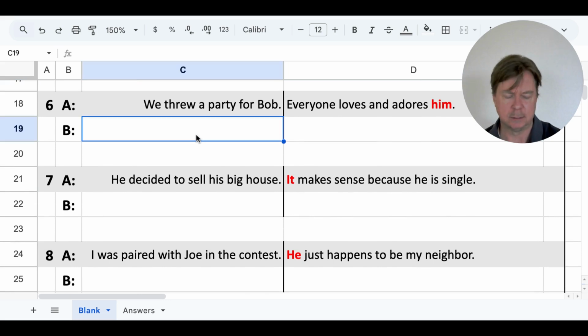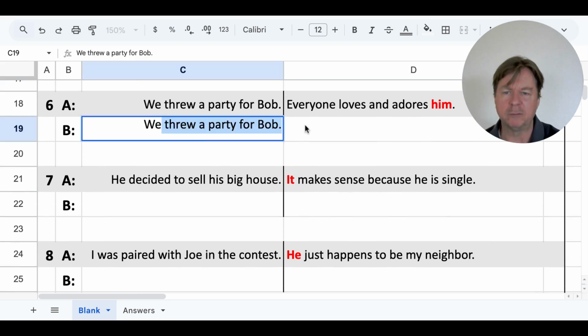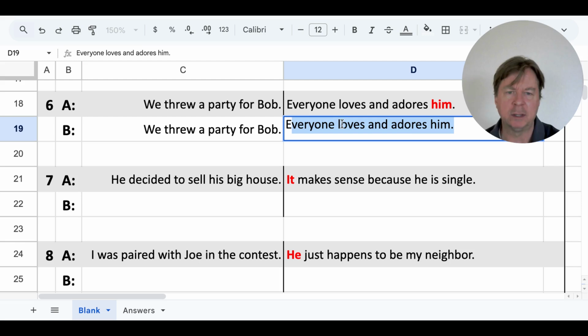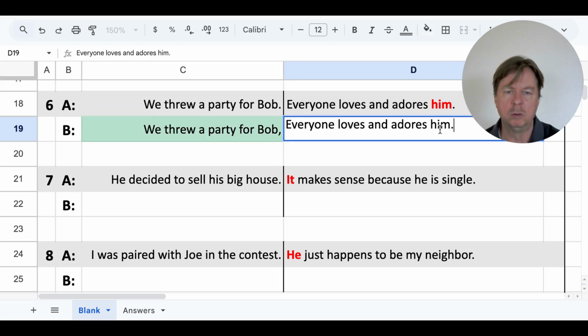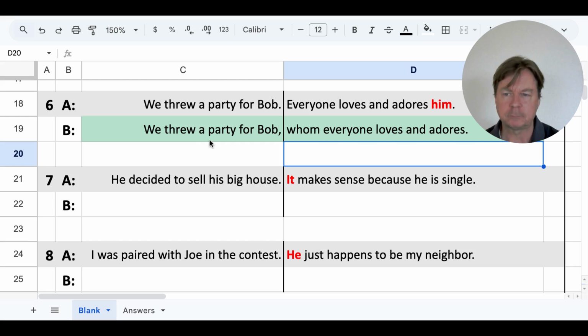Okay, number 6. We threw a party for Bob. Everyone loves and adores him. So what do we do? First, put a comma where the period is. Second, remove the object pronoun. Third, I have to add the relative pronoun. In this case, because I'm referring to the object, it's going to be whom, and it should be correct. We threw a party for Bob, whom everybody loves and adores.